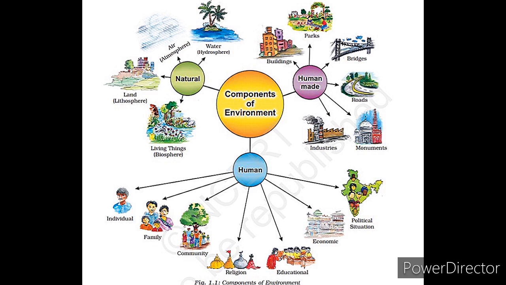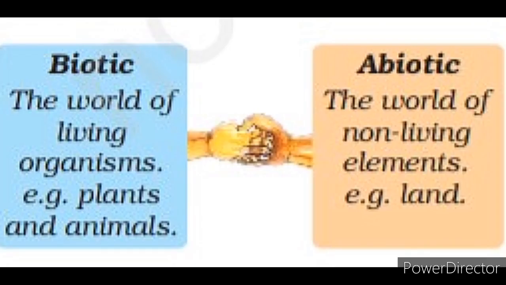So there is a difference between human-made environment and human environment. Human-made environment contains all the components of environment which are made by human beings. And human environment means all those things which surround the human and make its environment fulfilled. So these 3 components are of environment.